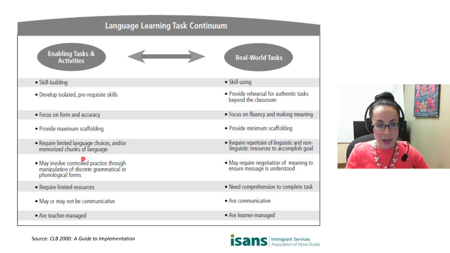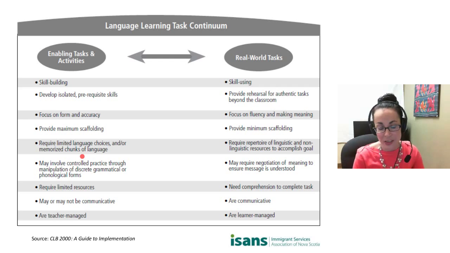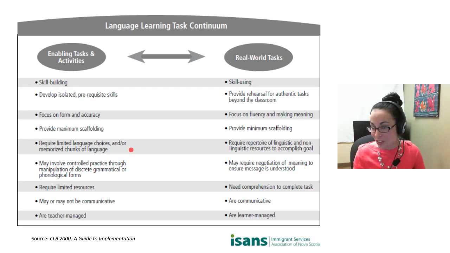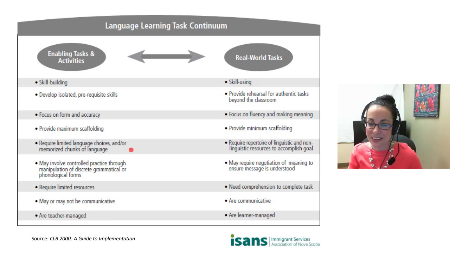Great. Okay, so a word I love because it's so visual: provide maximum scaffolding versus provide minimum scaffolding. So again, in the enabling section, we are providing activities that help our students build up confidence and options, I guess, language options. Whereas when we move into the real world task, they have to recall these language functions, for example, themselves. And this is important for them to be able to accomplish their goals.